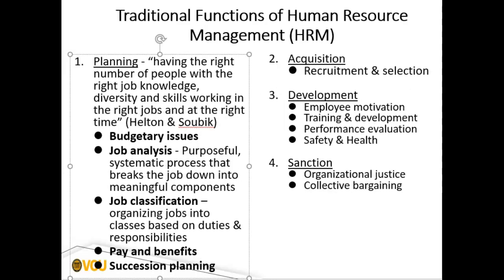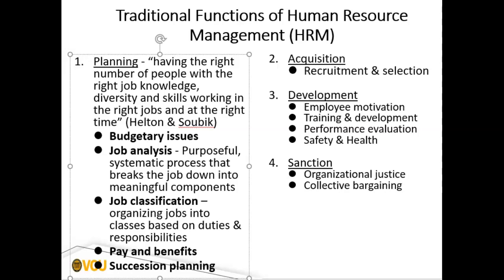Functions of human resource management can be divided into four broad categories. These are planning, acquisition, development, and sanction. This course is organized around these categories as well. Each function has its own techniques, methods, and best practices. The first category is HR planning.